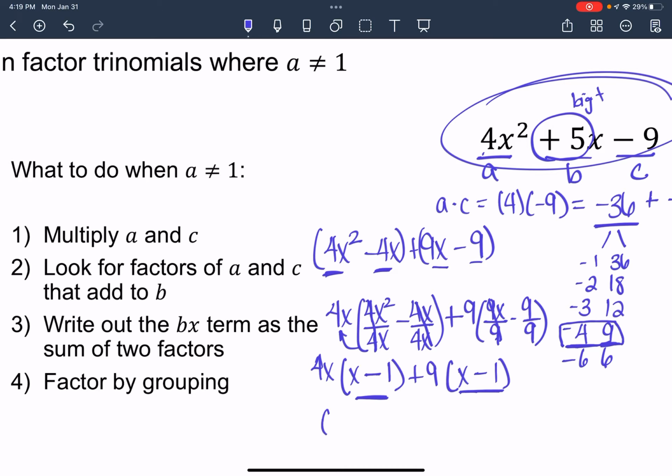So that becomes my first factor, x minus 1. And then I write whatever I have left. So 4x plus 9 is what I have left. And that is how you factor trinomials when a does not equal 1.